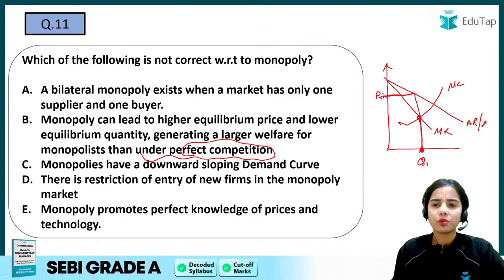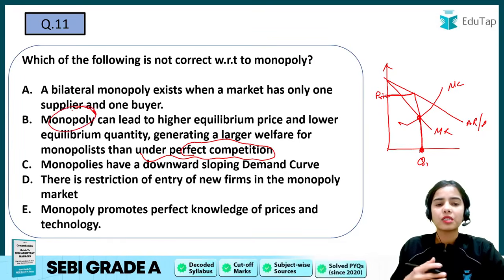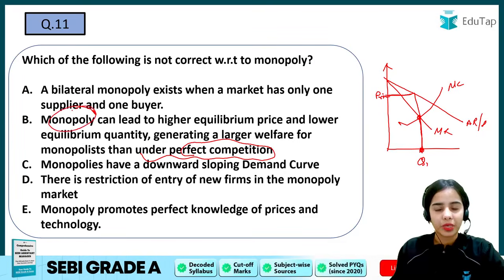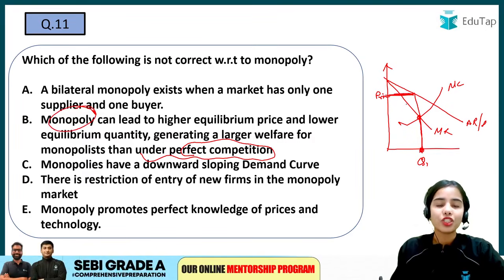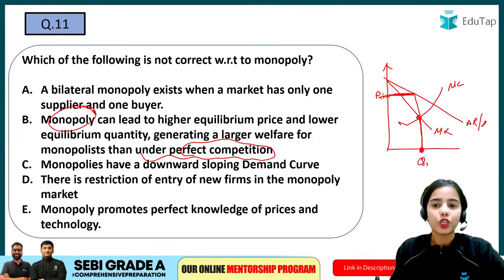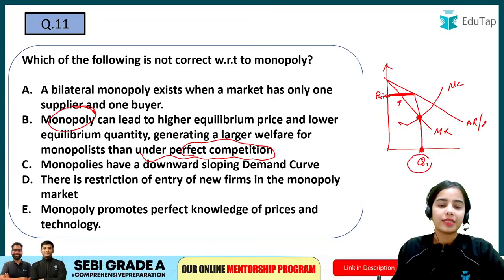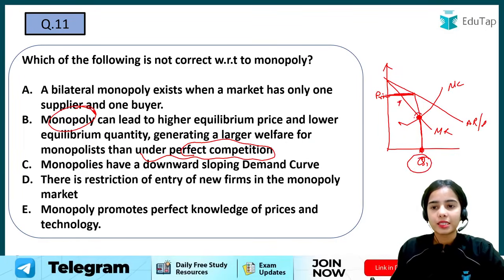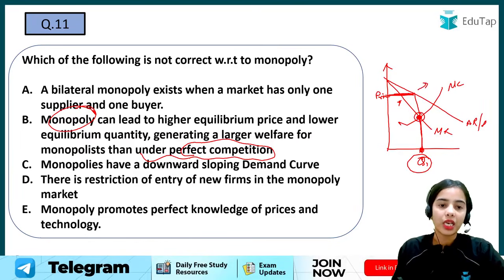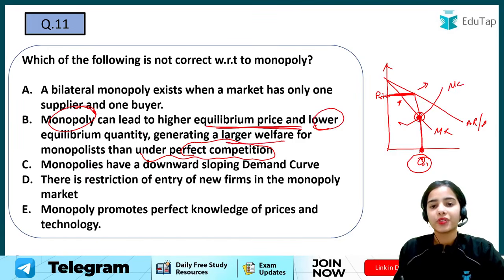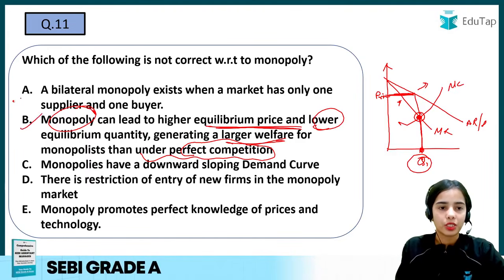Yes, it can be possible. In the monopoly, because the monopolist has the power to decide the price, the monopolist can charge the higher price, and the equilibrium can be at the higher price and lesser quantity, as this is the equilibrium point. Here the firm is profit maximizing. So the monopoly can charge the higher equilibrium price with the lower equilibrium quantity, generating a larger welfare. So this is also true.